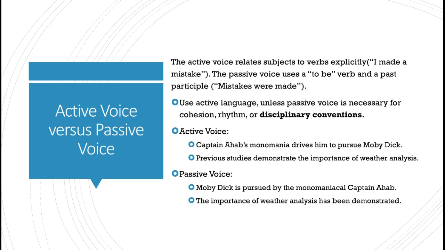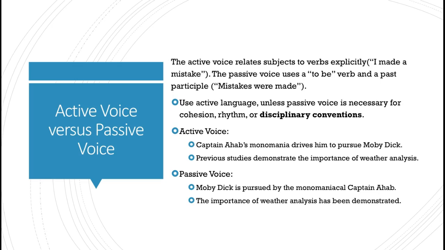Unless passive voice is necessary for some type of cohesion or rhythm within your paper, which at this point it is not, we'll use all disciplinary conventions, meaning active voice is the norm in academic writing. It's very important that you write in the active voice, that you shy away from anything that is passive in nature. So here are some examples.